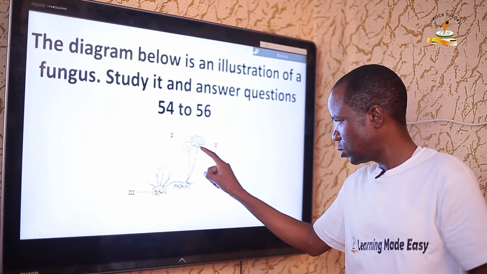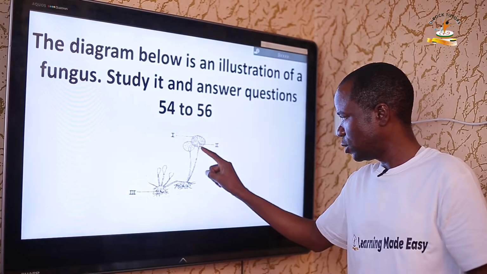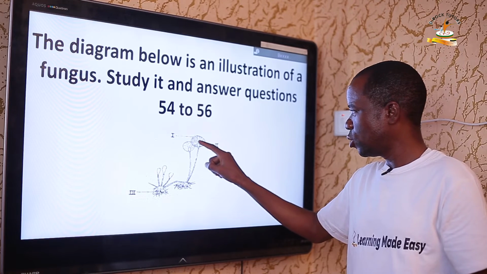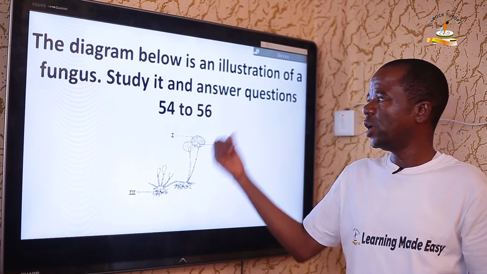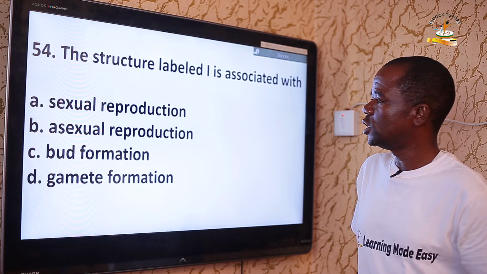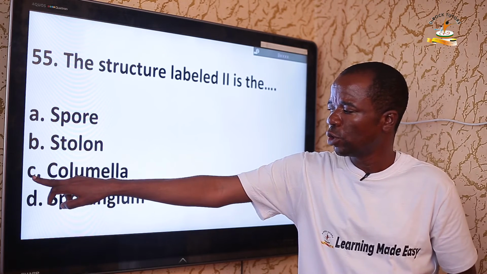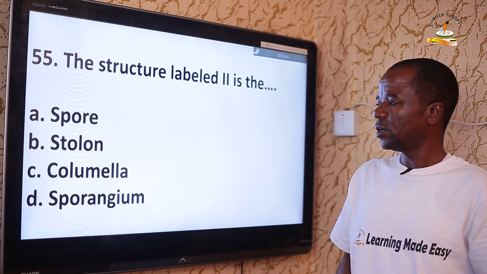What separates this Roman figure 2, that separates the sporangiophore here from the sporangium or the spore here? That is the columella. So let's look at number 55 to see which option is columella. That's option C. Option C is the correct answer.